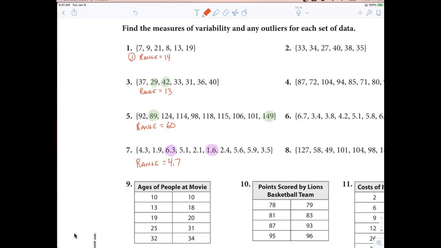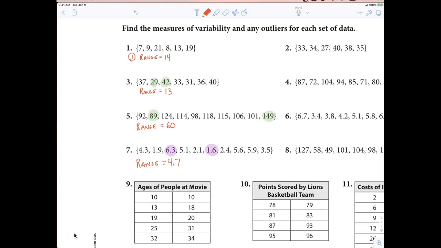They're close or big? What do you mean close? If the range is small, what does that mean about the numbers? They're similar. If the range is big, that means the numbers are what? Different. Spread out. Is everybody hearing what I'm saying? The smaller the range, the closer the numbers are. The bigger the range, the more the numbers are what? Spread out. That's what that means. All right, is everybody good with this?